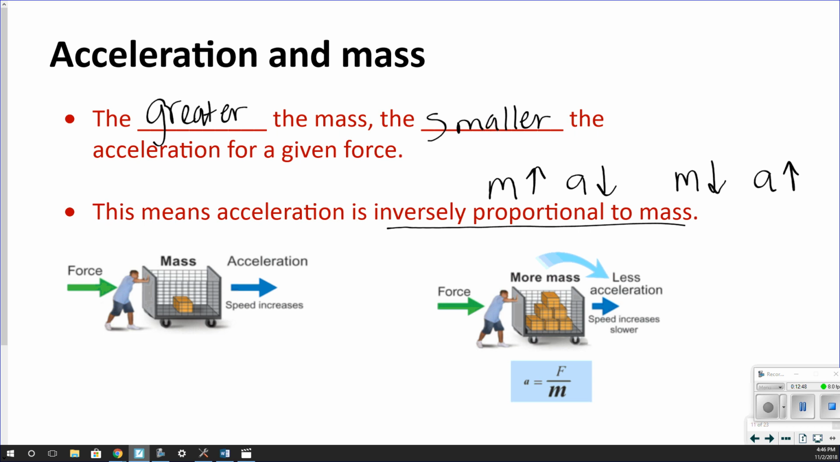We can see that here we have this gentleman pushing this cart. It's a very small mass. Therefore, his acceleration is greater than over on the right. He has much more mass, and his acceleration is really tiny. The vector is much smaller to represent that.